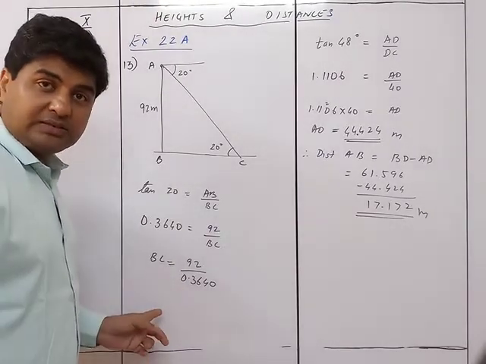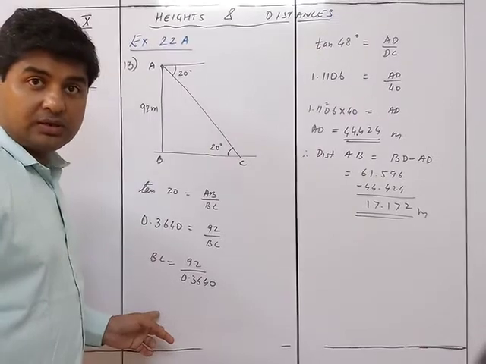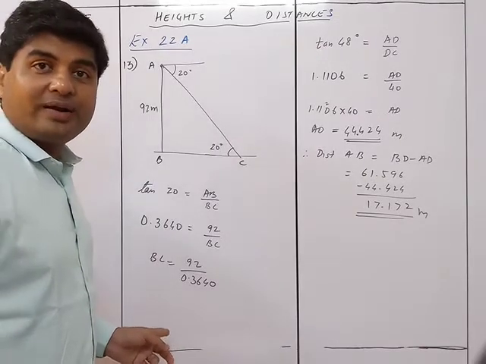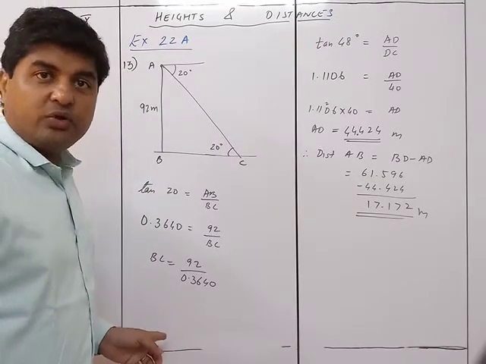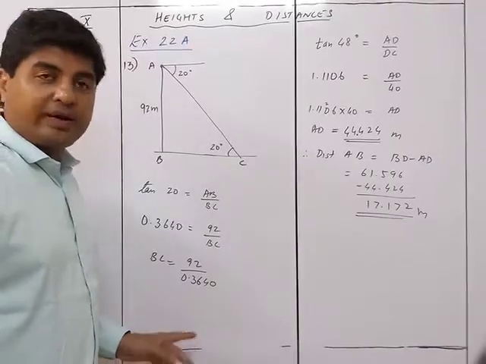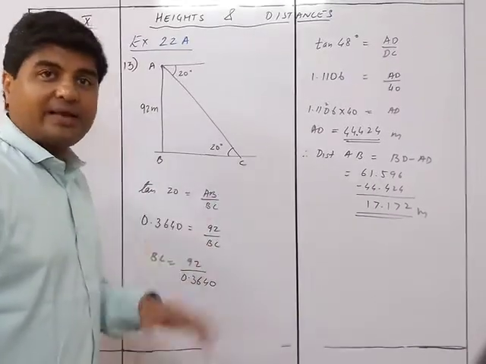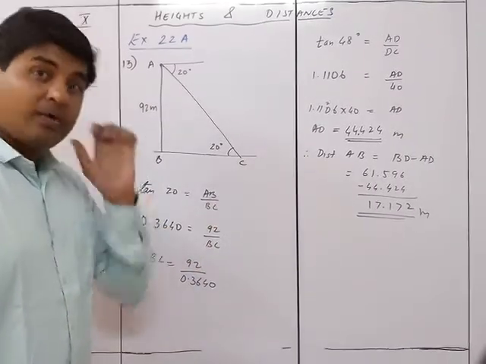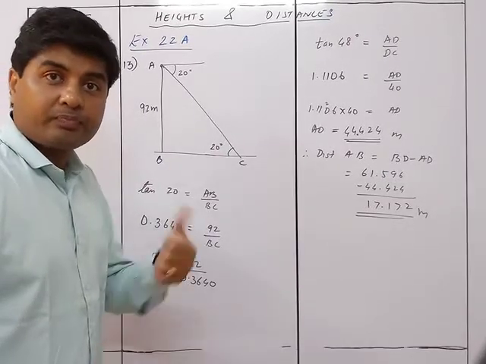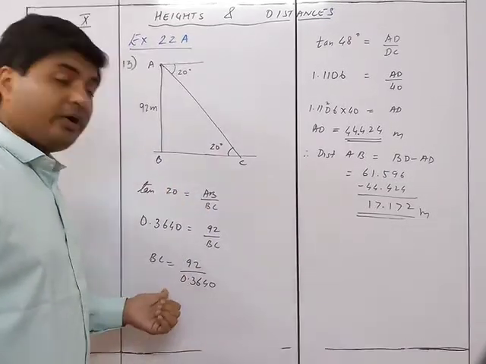Are you going to do this? No, I am not going to do this. If you use a calculator, you will directly get the answer over here. Just divide 92 by this, done, you get the answer directly. But what will happen in the exam? Nothing will come.